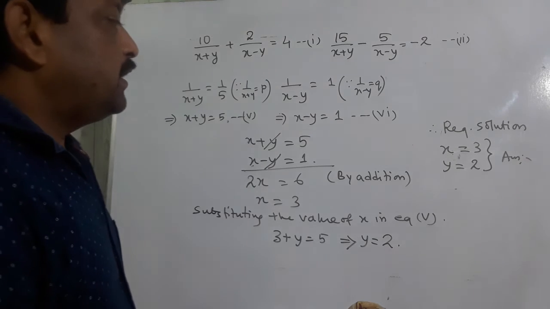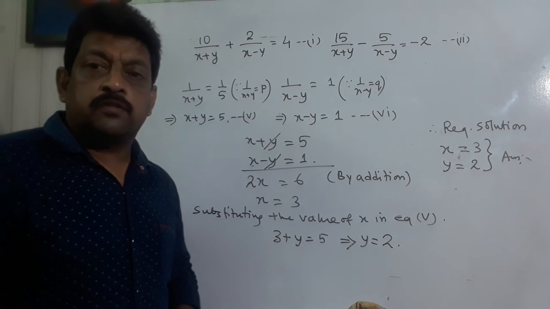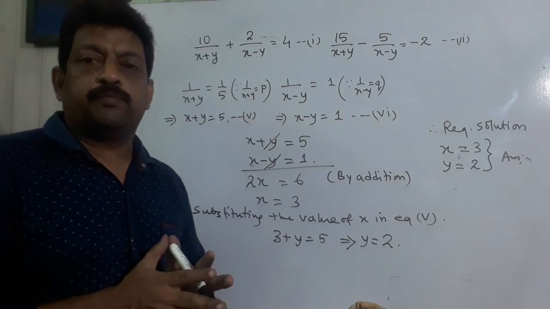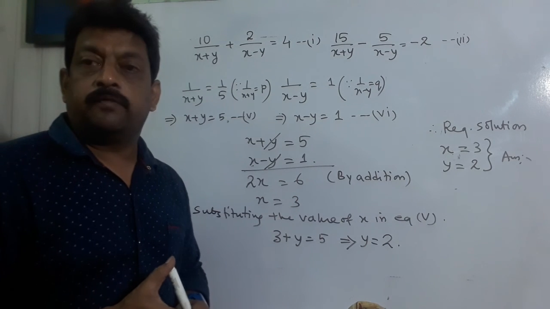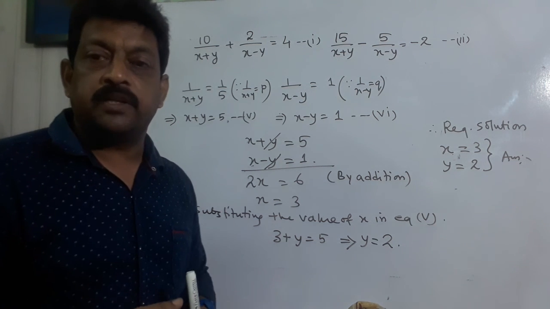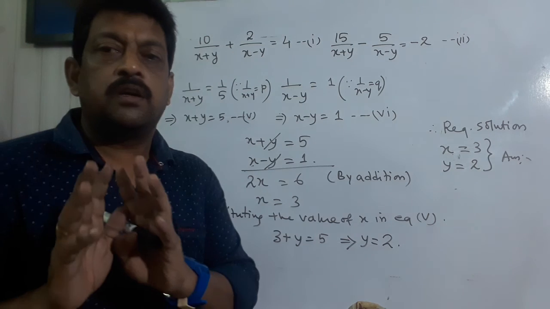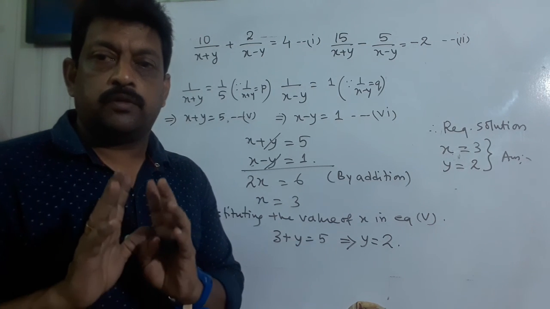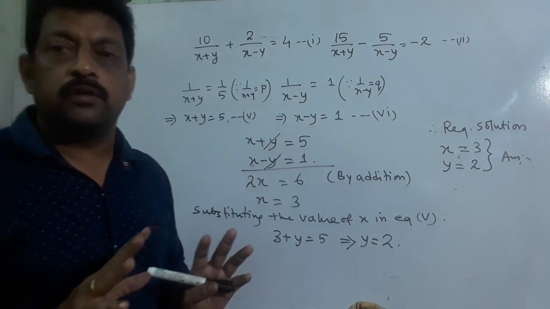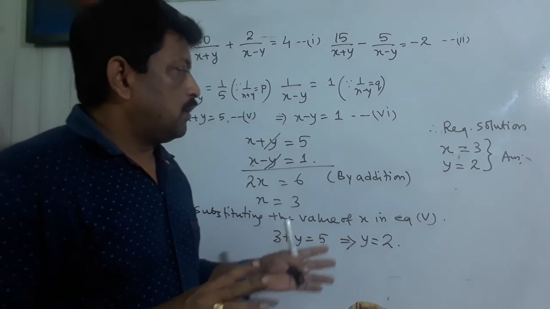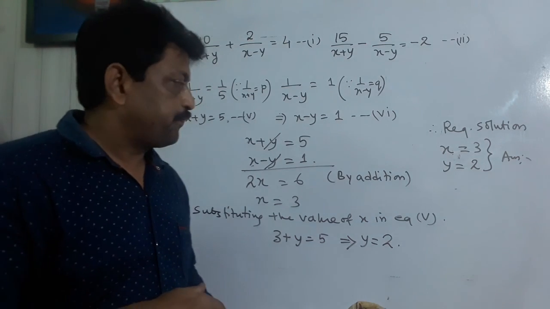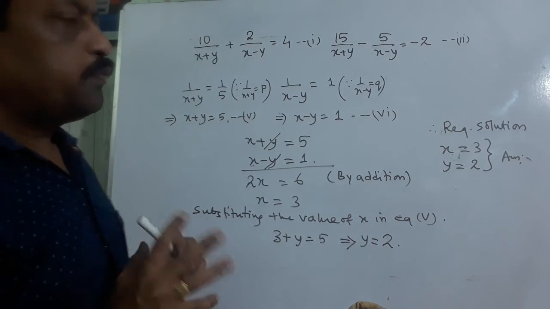So if a pair of equations is not in the form of a pair of linear equations, we can easily reduce them to a pair of linear equations. Then we can solve them by any method, either substitution or elimination or cross multiplication, whichever is comfortable to you. The method which is comfortable to you, do in that method. There is no hard and fast rule to use any particular method until and unless it is mentioned in the question paper. So hope you have understood.